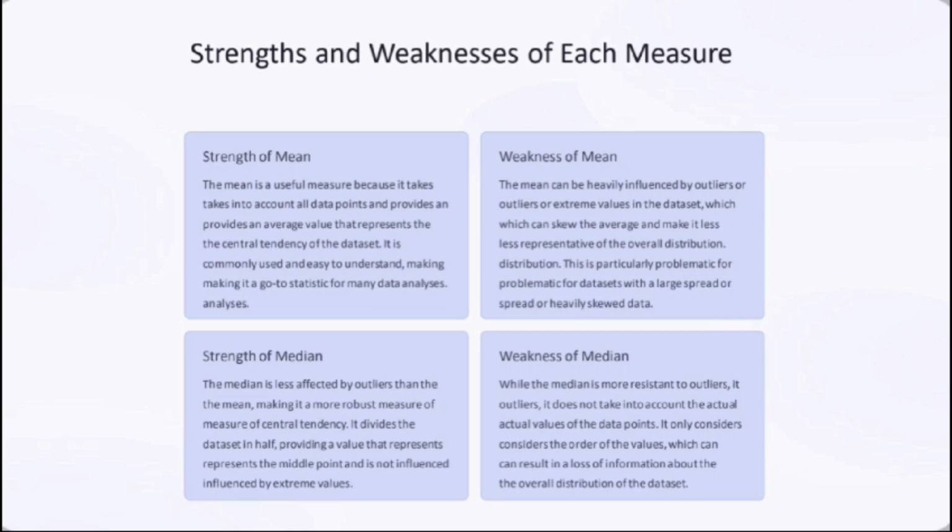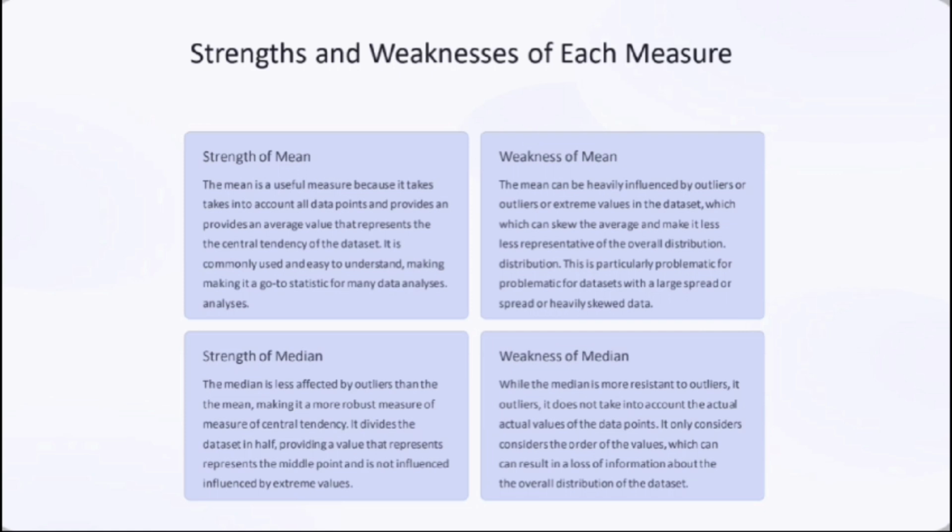Strengths and weaknesses of each measure. Strength of mean. The mean is a useful measure because it takes into account all data points and provides an average value that represents the central tendency of the dataset. It is commonly used and easy to understand, making it a go-to statistic for many data analyses. Weakness of mean. The mean can be heavily influenced by outliers or extreme values in the dataset, which can skew the average and make it less representative of the overall distribution. This is particularly problematic for datasets with a large spread or heavily skewed data.